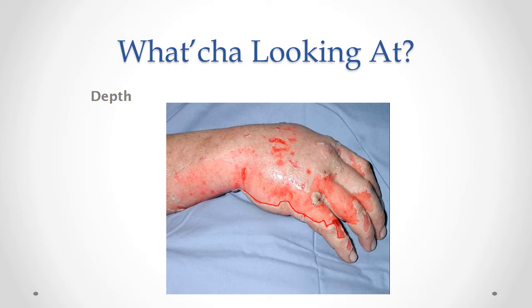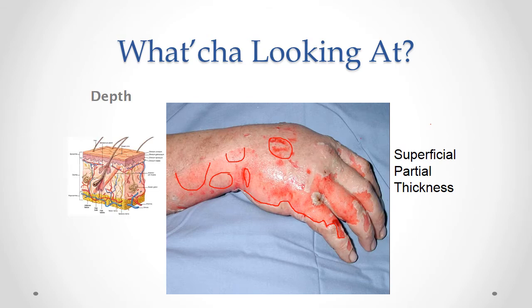I have little red areas here which tell me that I've got the capillary bed involved. I can still see lots of hair follicles, right? If I look closely, I can see some hair follicles in this area. This area probably has some hair follicles if I looked even closer. So I know I've reached beyond the epidermal layer. I've hit a very wet layer, and so my indication is that I'm in the superficial partial thickness layer.